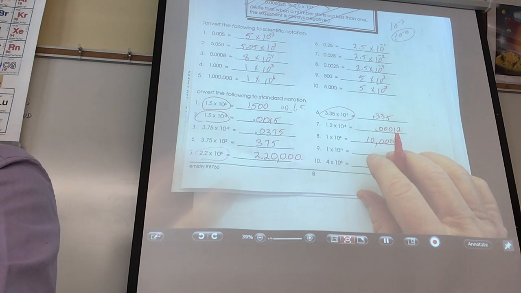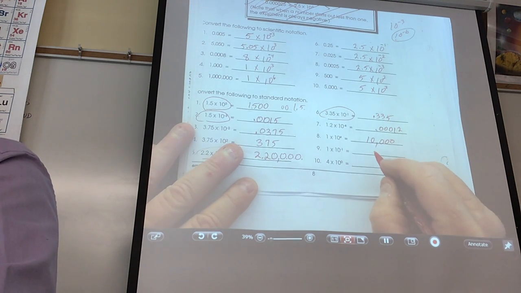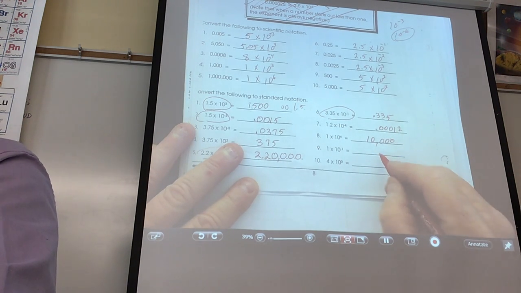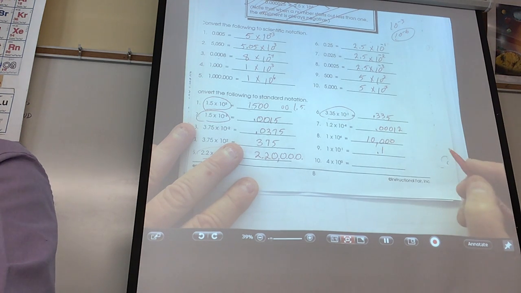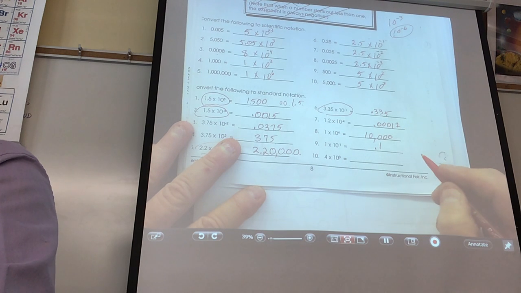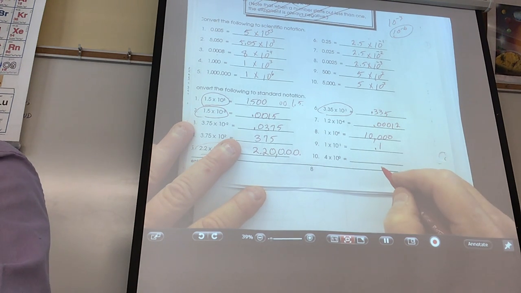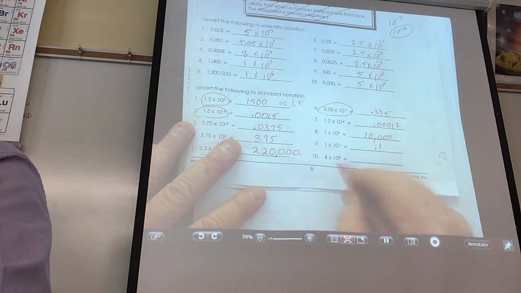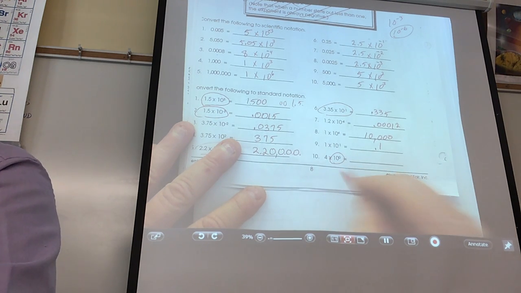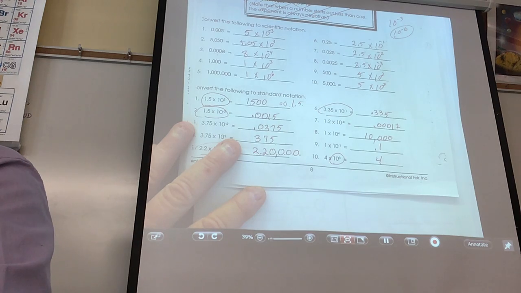Back to Caroline Kubert. What kind of number is this? Decimal. Okay. 0.1. All right, very good. And next one. Lacey. Just 4. Right. Anything to the 0 power is 1. 4 times 1 is 4. There you go.